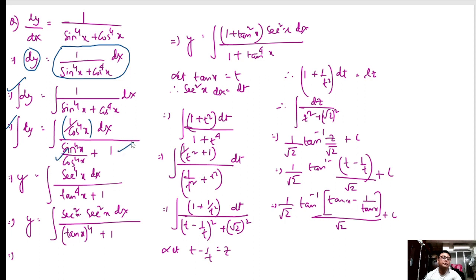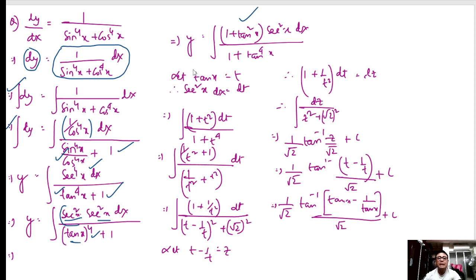this is 1. So this is sec^4 x dx, this is tan^4 x plus 1. Sec^4 x is written as sec square x into sec square x. Tan^4 x is written as tan x to the power 4, and this sec square x can be written as 1 plus tan square x.